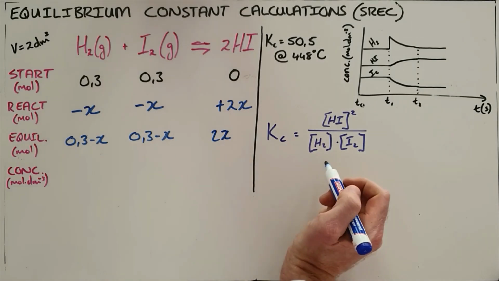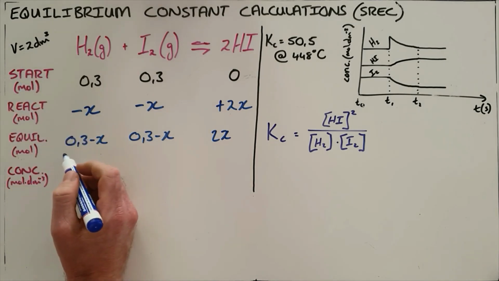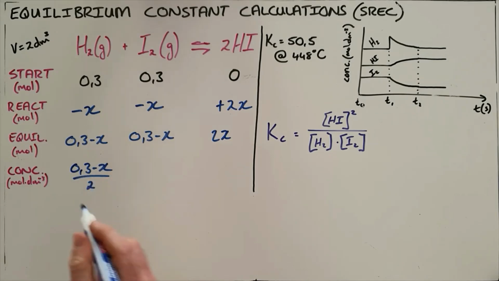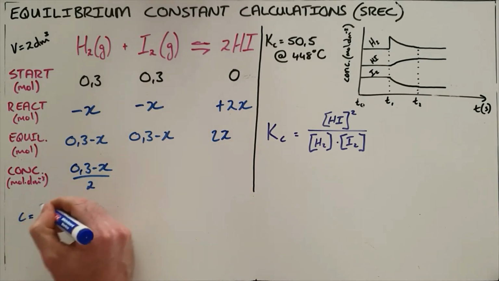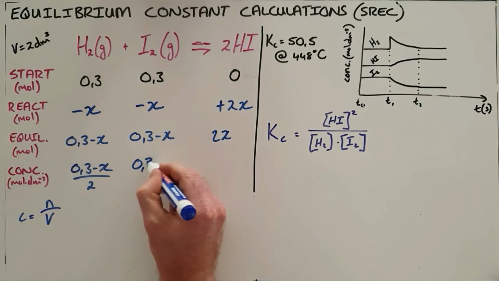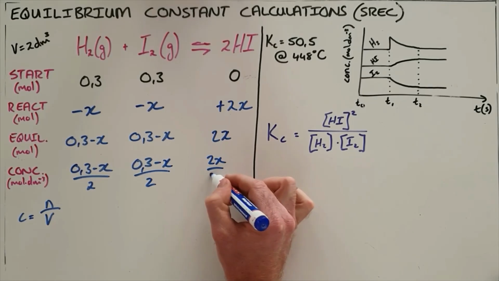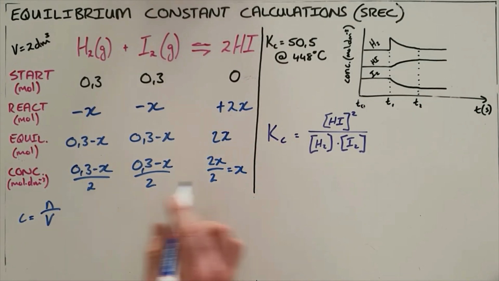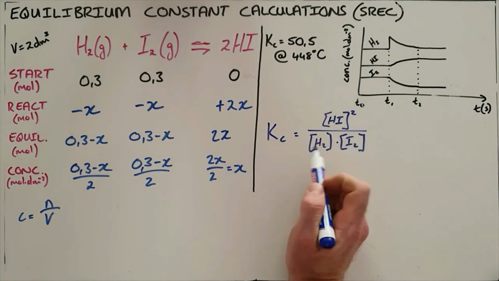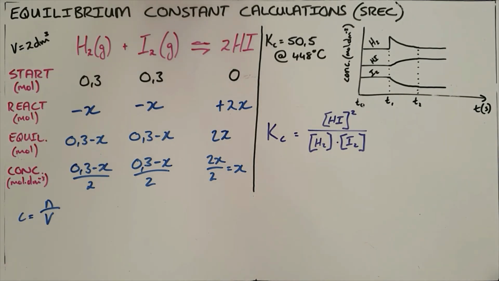But we know that in order to use our equilibrium constant, we need to convert this into a concentration. We've been told that the volume is 2 cubic decimeters, which means that our concentration here is 0.3 minus x divided by 2, because we know that concentration is number of moles at equilibrium divided by the volume which was given. Same goes for iodine, and the same goes for hydrogen iodide. And now we have a term for each concentration, and we can use our Kc expression to find our value there by substituting in all the values that we have just calculated and were given.